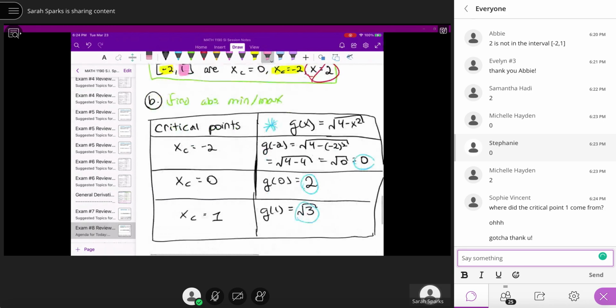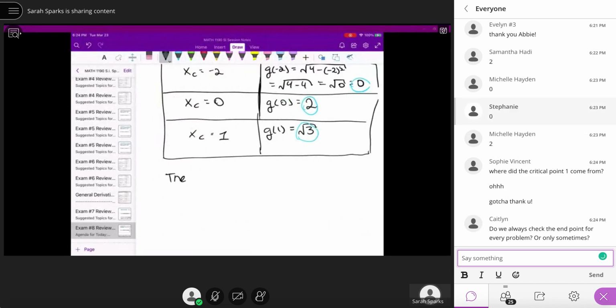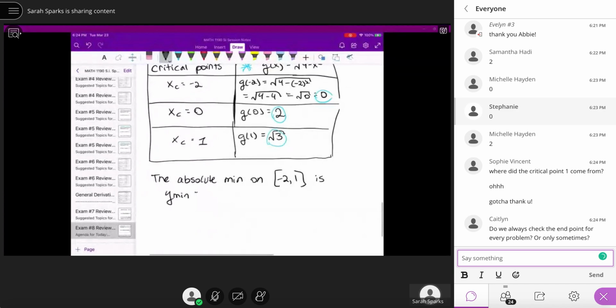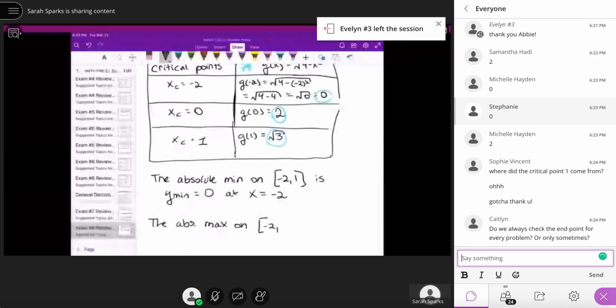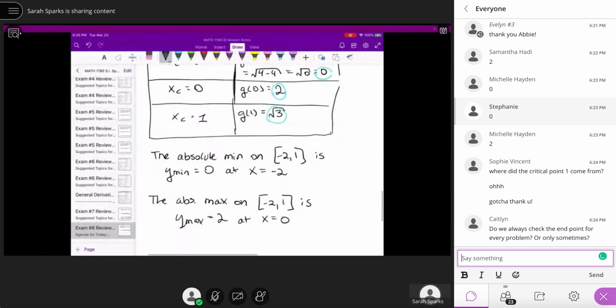So I guess for writing our answer, we would say the absolute min on the interval [-2, 1] is y min is equal to 0 at x equals -2, and then the absolute max on [-2, 1] is y max is equal to 2 at x equals 0. So that's how we would write that.